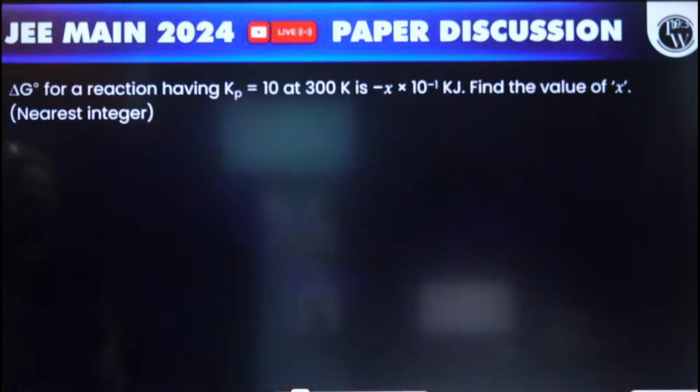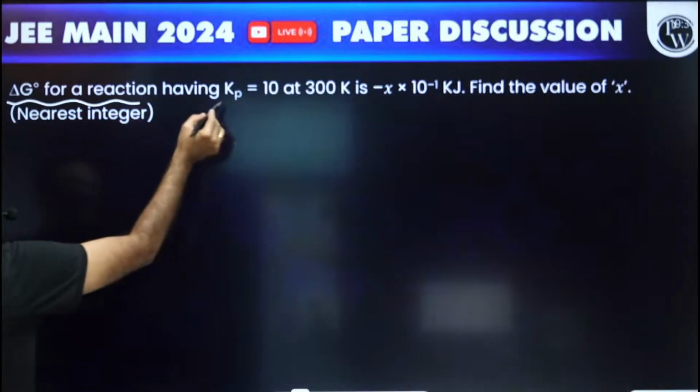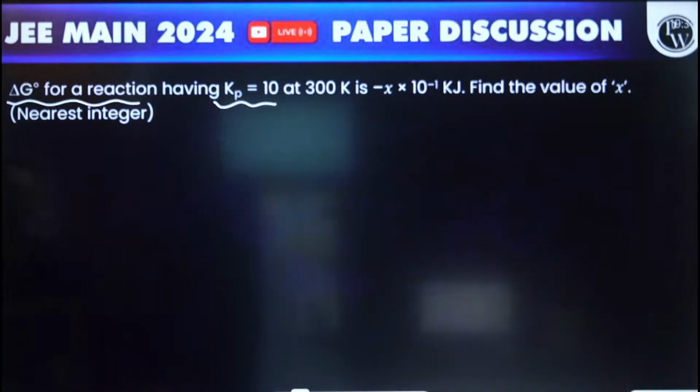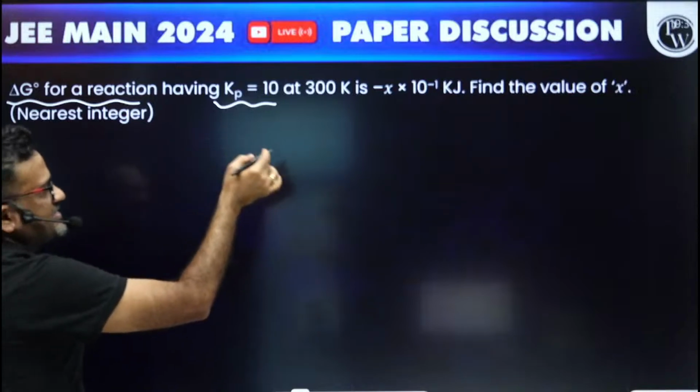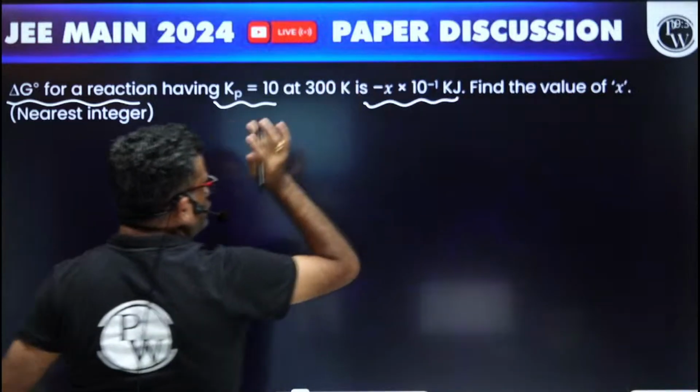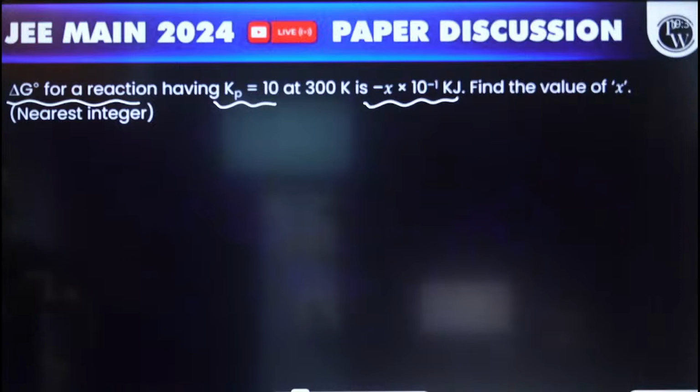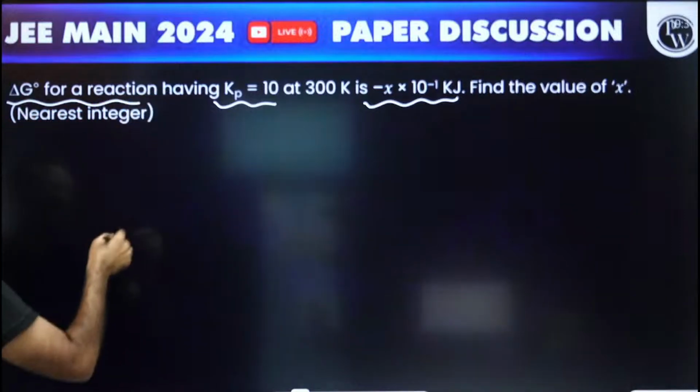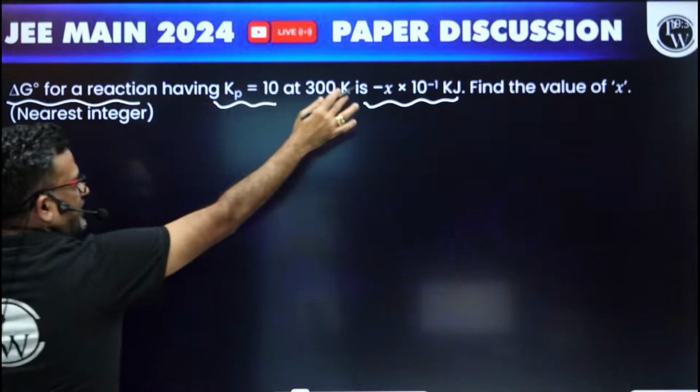Okay. Delta G naught for the reaction having Kp equal to 10 at 300 Kelvin is minus x into 10 raised to minus 1 kilojoule. Find the value of x. Delta G naught for the reaction having Kp. Kp is given, delta G naught is given.